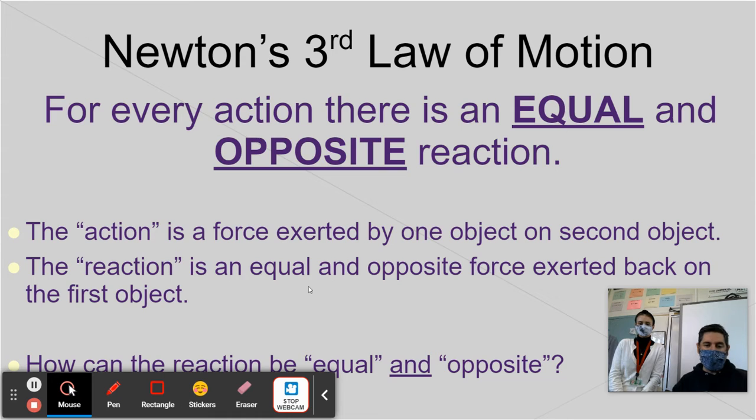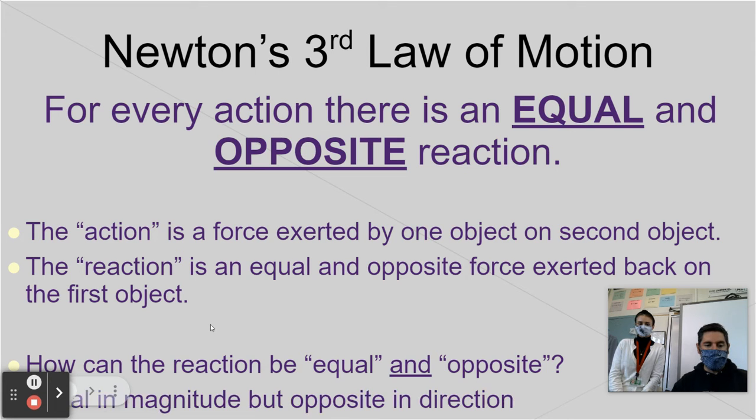How can the reaction be equal and opposite? Because that's kind of confusing if something's equal and opposite. But remember, these are vectors. So because they're vectors, they are equal in magnitude. Hopefully you can read that. Equal in magnitude, but they're opposite in direction because vectors have both magnitude and direction. So it's equal in the size of the force, but the direction is the opposite direction.